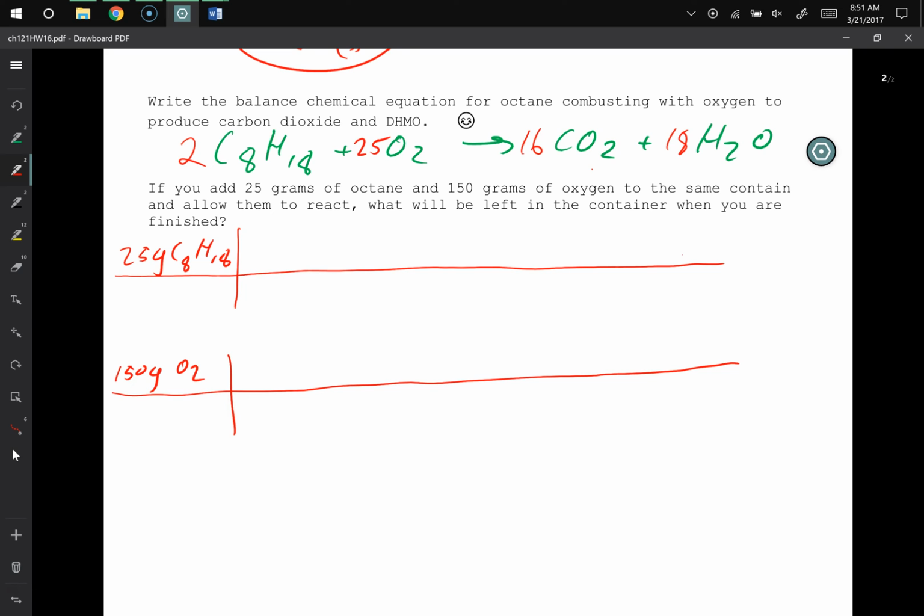So to do that, I need to make sure that they both end with the same substance. Doesn't matter which. I'll put water, that's fine. So the mass isn't important. What's important for me is moles of octane. So what do we got here?